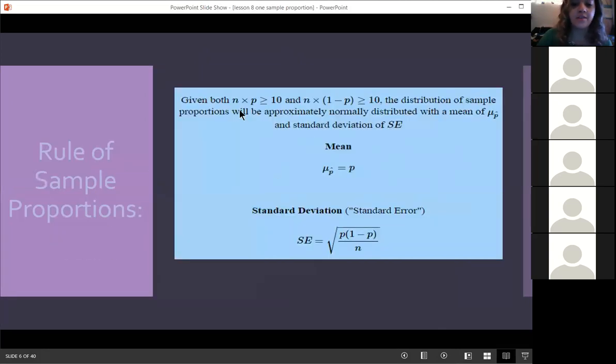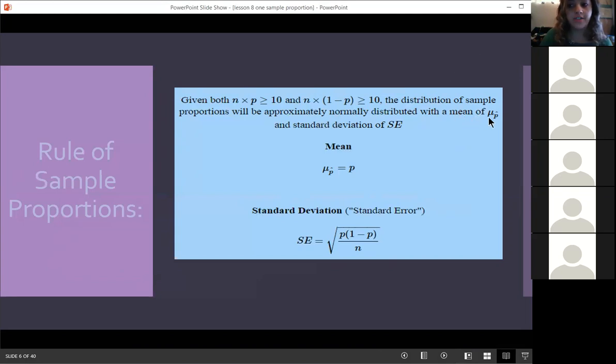So remember, basically what we're trying to decide with the rule of sample proportions is if we can take the sample that we have and use it to estimate our population normal distribution, because we assume that our population has a normal distribution. So it's saying if our sample has these two criteria met, then we're able to assume that it's representative of the population and approximately normally distributed.